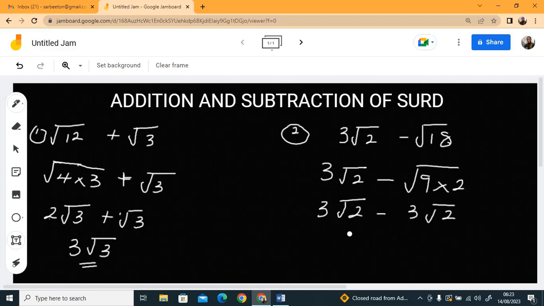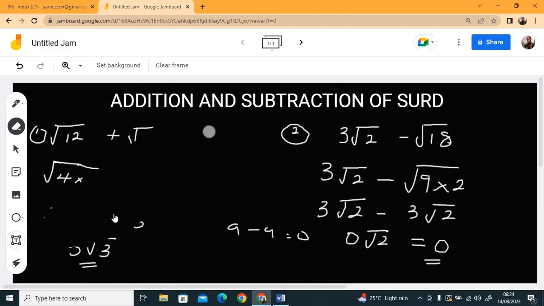Is 0. 0 root 2. It means this 0 will multiply with 2, which should give us 0. Just like saying 3 root 2 minus 3 root 2 will still give us 0. This is the final answer. If you have a minus a, you get 0. So that is that for this one. We are still going to look at some questions that you should solve under this.